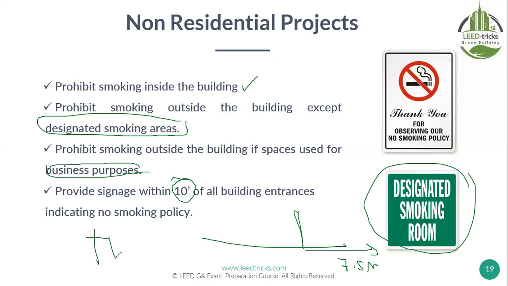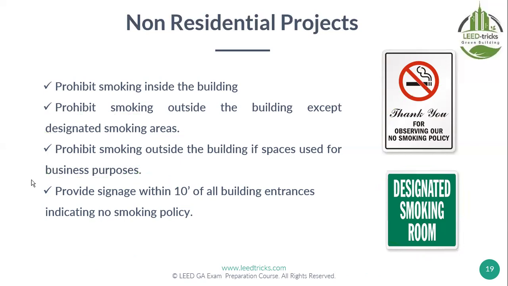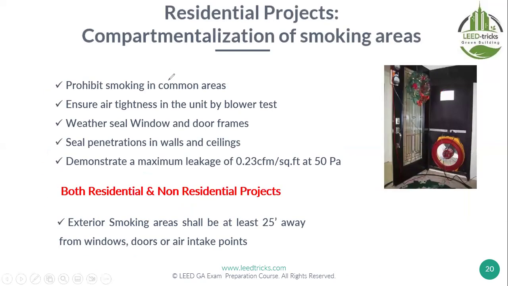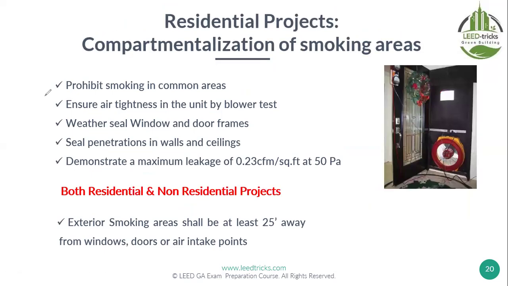So at this building entrance, before you go inside, put one sign like this: thank you for not smoking, or for observing the no-smoking policy. So he will know, before he enters the building, 3 meters away, that there is no smoking inside this building. Okay, these are for non-residential. For residential, it will be in the next slide. For residential, the policy is different, but it has the same purpose: you need to protect the occupant from ETS.